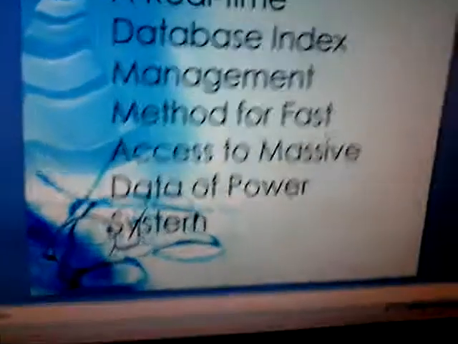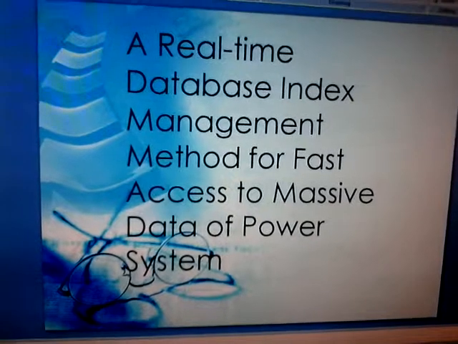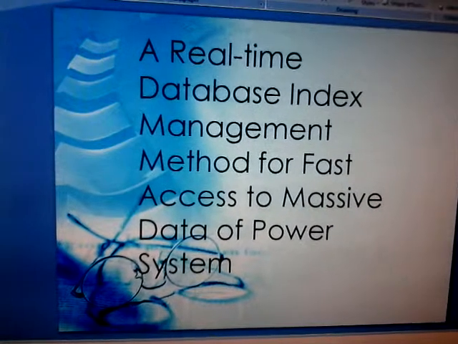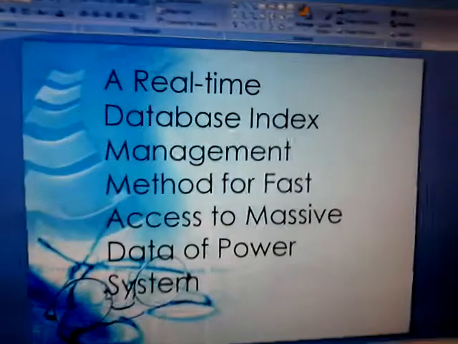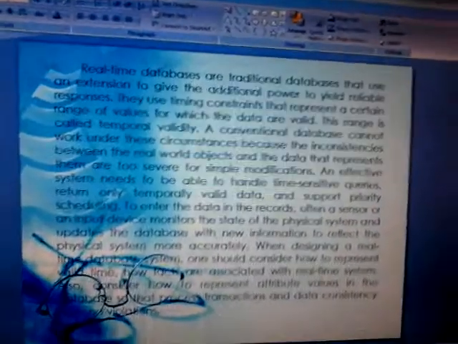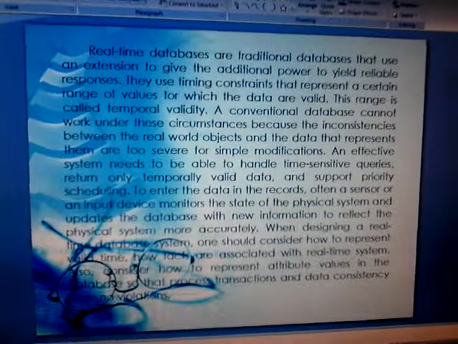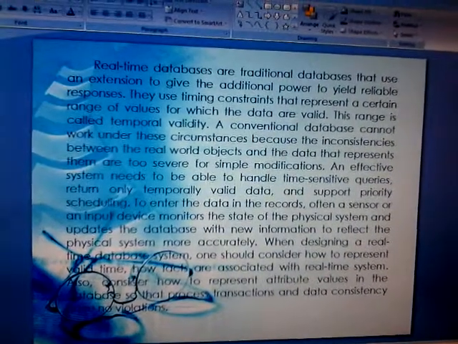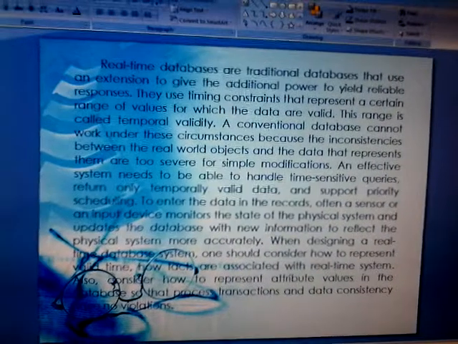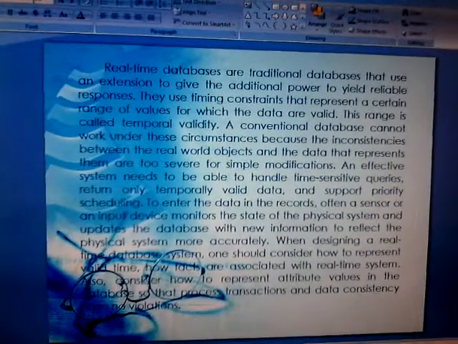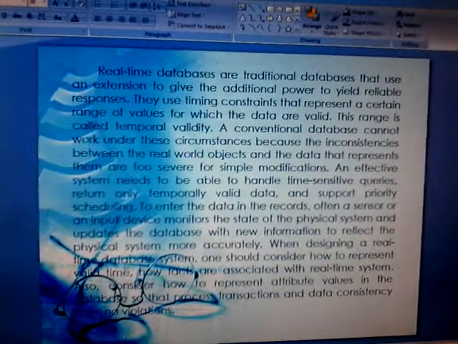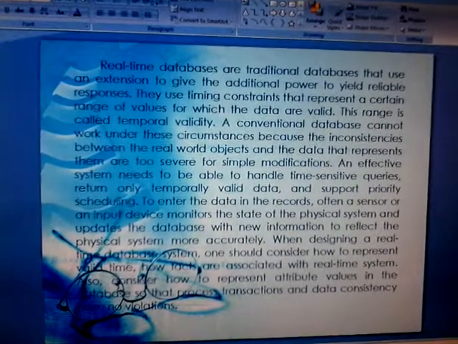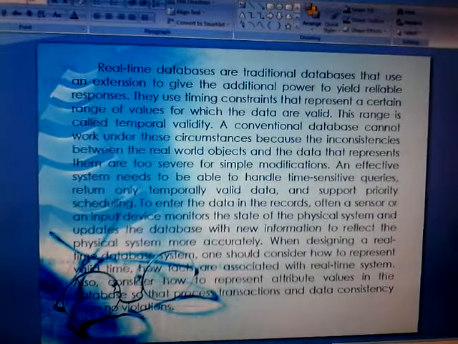A real-time database index management method for fast access to massive data of power system. Real-time databases are traditional databases that use an extension to give the additional power to yield reliable responses. They use timing constraints that represent a certain range of values for which the data are valid. This range is called temporal validity.